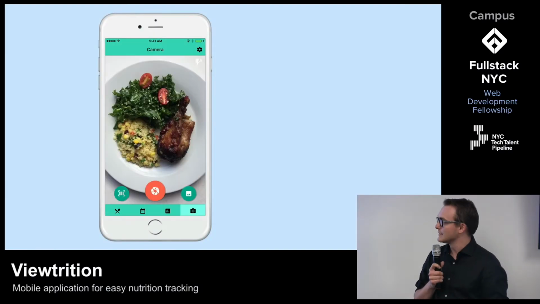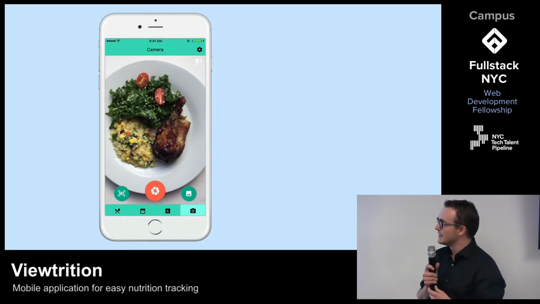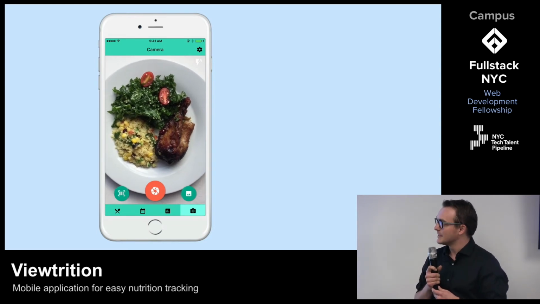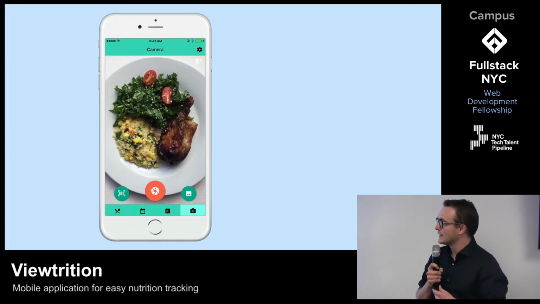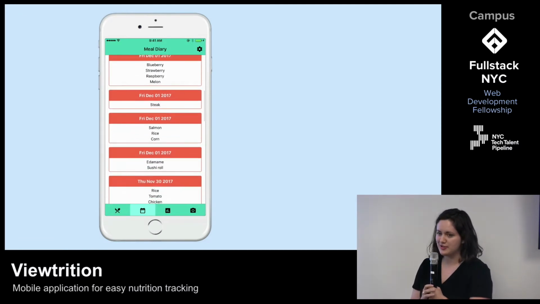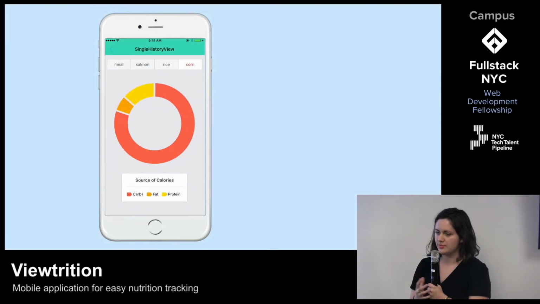Once the user logs in, they're greeted by the Viewtrition camera that is ready to analyze their meal. They take a picture that is then converted to a base64 string and sent to Clarifai's vision recognition API. All of the user's past meals are available in the meal log component, and they can open up any past meal and see the nutrition breakdown of that meal.